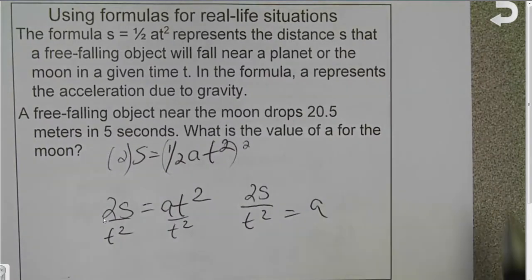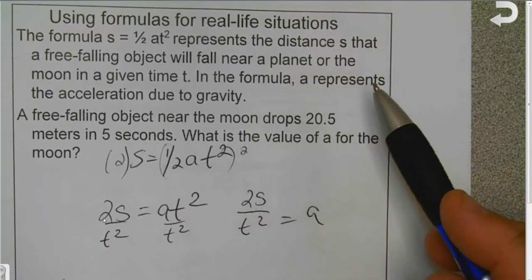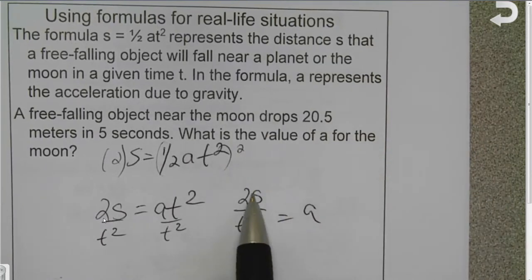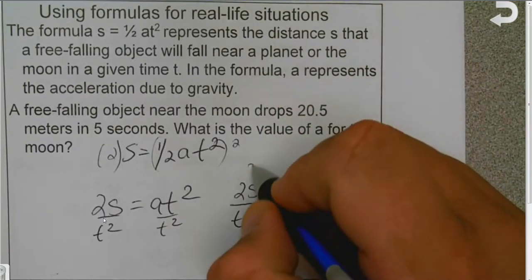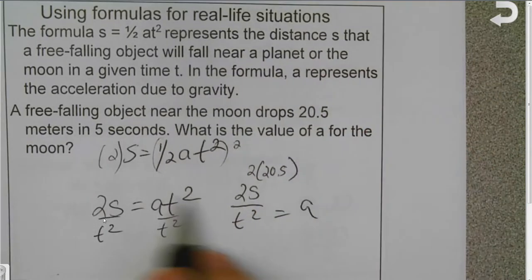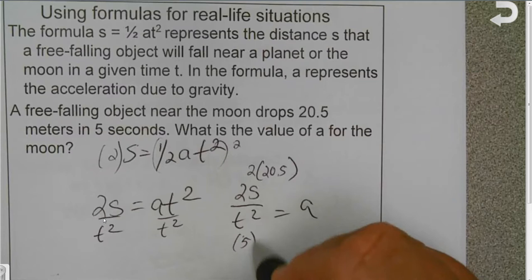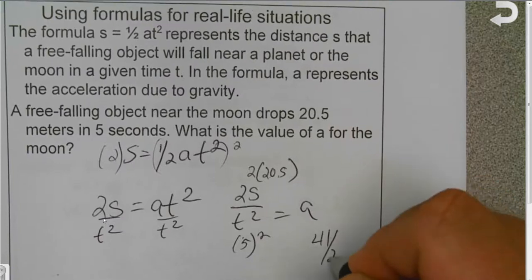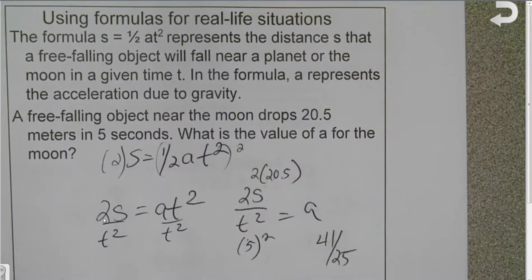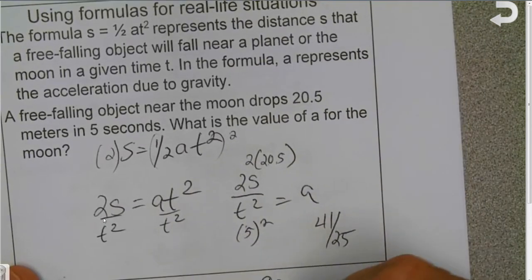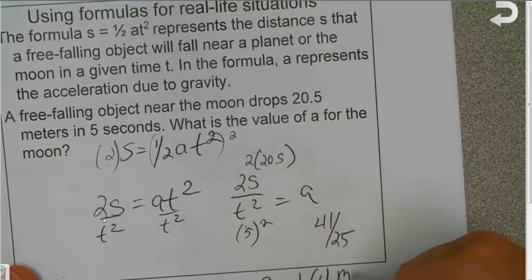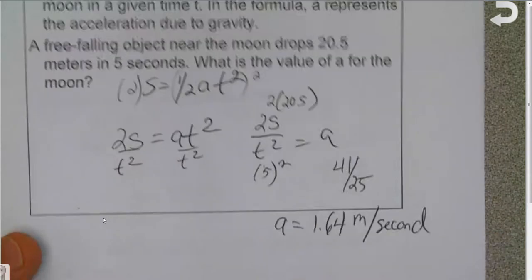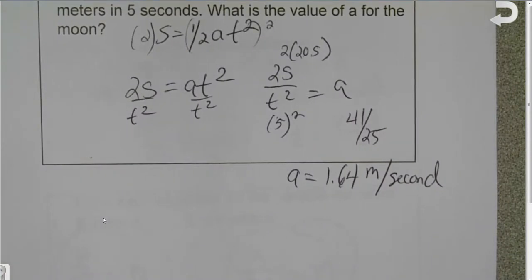Okay, so s is the distance and t is the time. So s is 20.5 and t is 5. So I get 41 divided by 25. And when I do that in my calculator, I get a is equal to 1.64 meters per second squared. So there is a real life application to being able to set up an equation correctly to help you solve a problem.